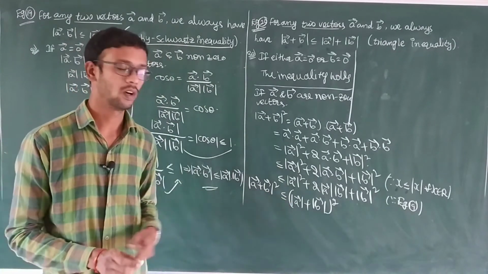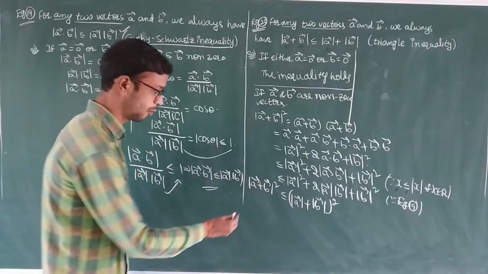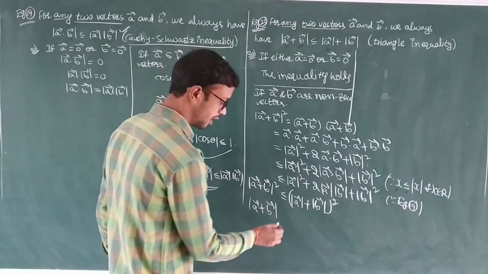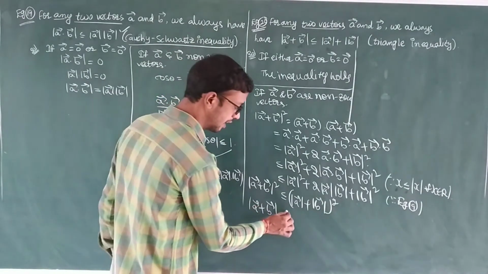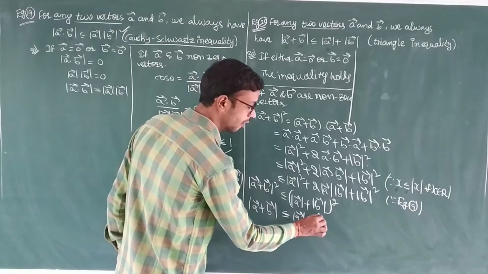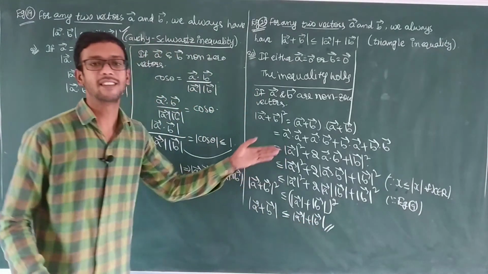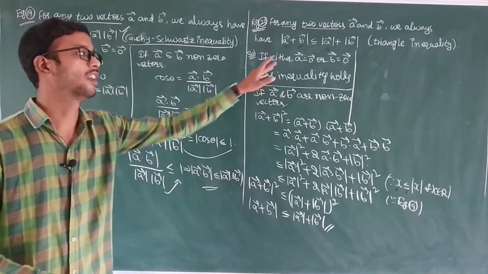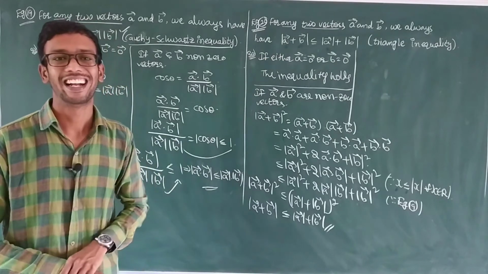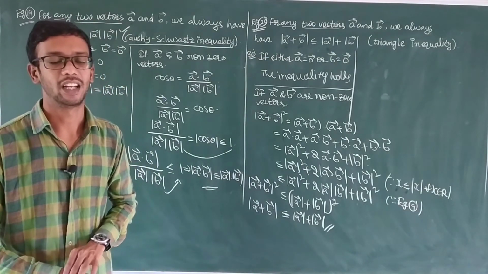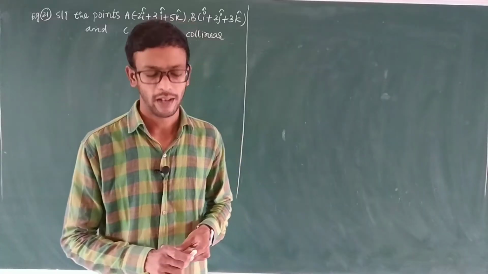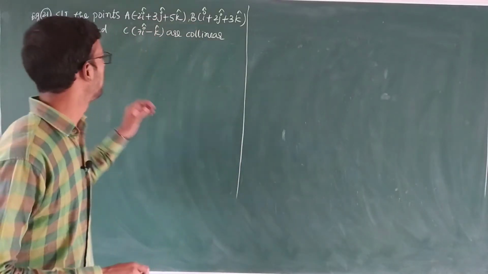The magnitude of A bar plus B bar is less than or equal to the magnitude of A bar plus the magnitude of B bar. For non-zero vectors it holds, and for zero vectors the inequality also holds. This is called the triangle inequality. Next, example 21.